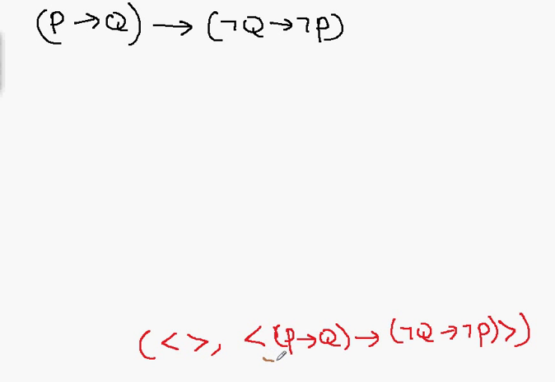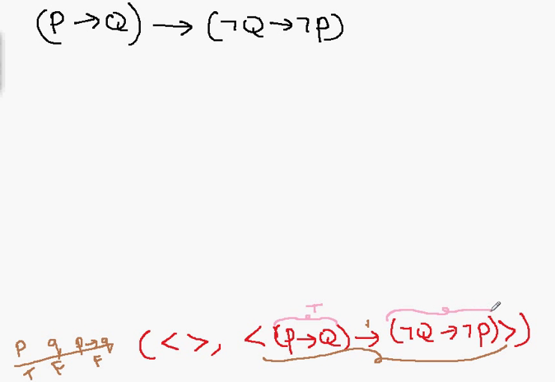Now consider that this formula is false, this part is false. When can this part be false? An implies function will return false only when P is true and Q is false. Then P implies Q will be false. So here in our formula, P implies Q is true and negation of Q implies negation of P is false.